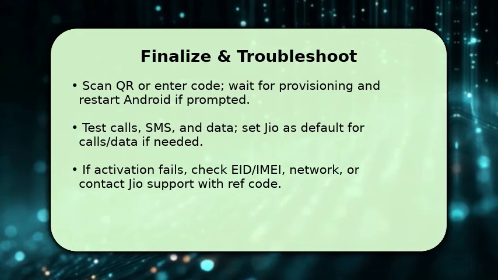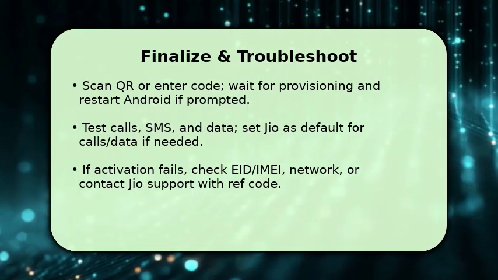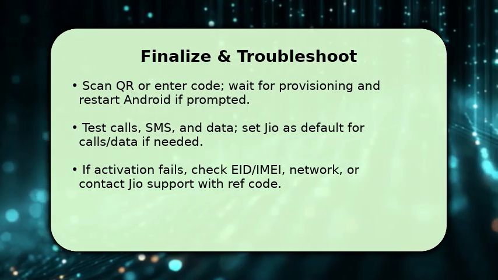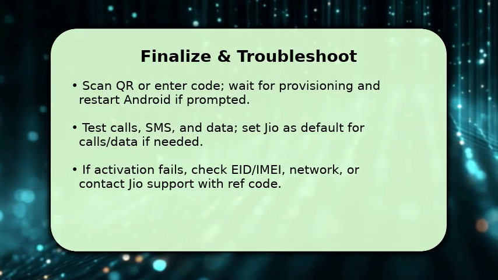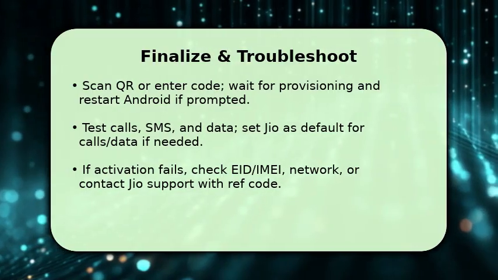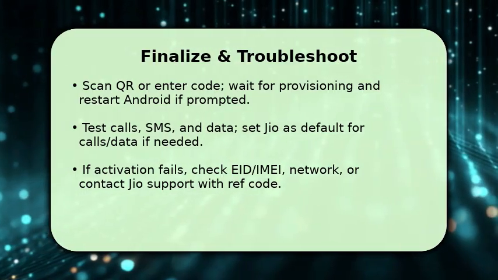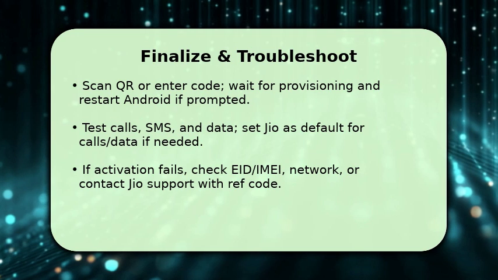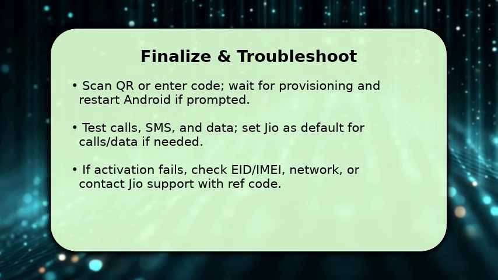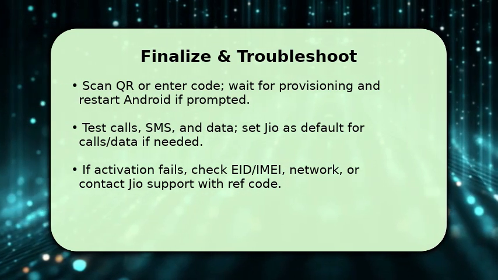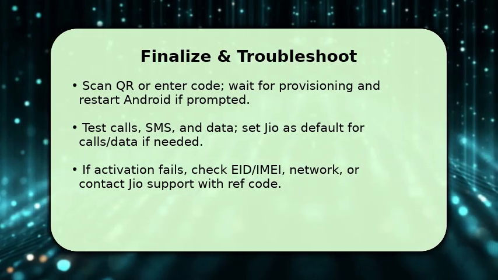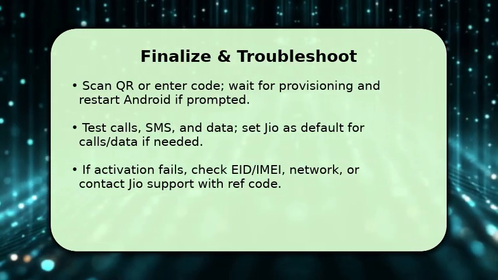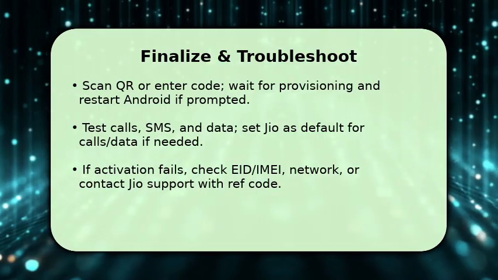Once active, make a test call, send an SMS, and browse data to confirm services work. Make Jio the default for calls and mobile data in settings if required. If anything fails, verify the AMA/EAD you gave Jio. Confirm network connectivity, and contact Jio support with the activation reference so they can reissue or troubleshoot the eSIM.